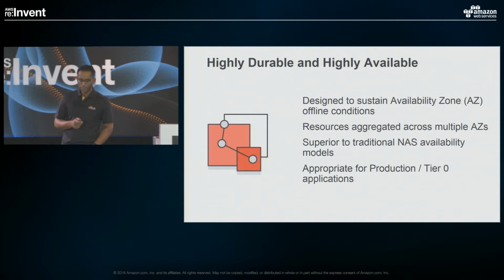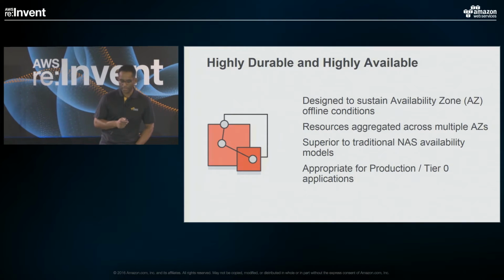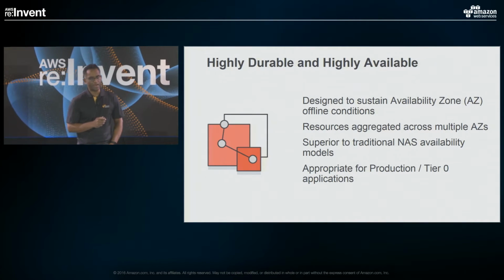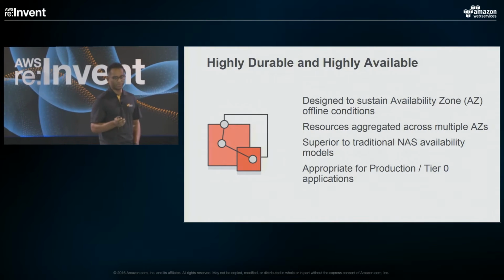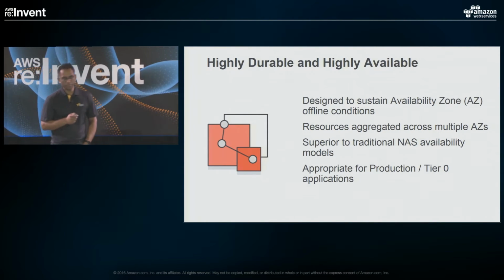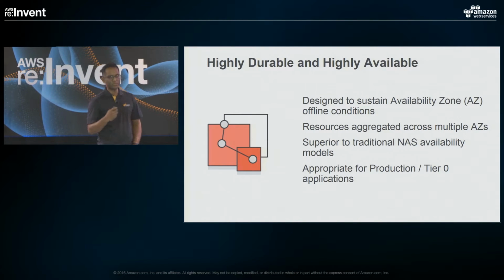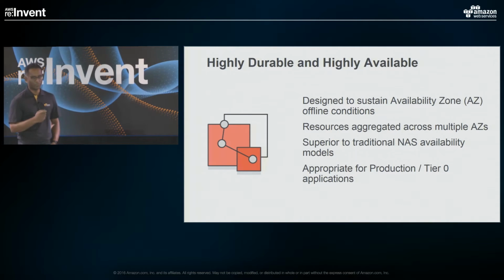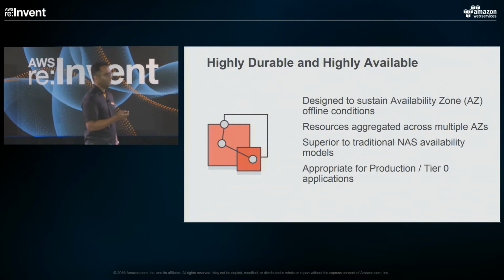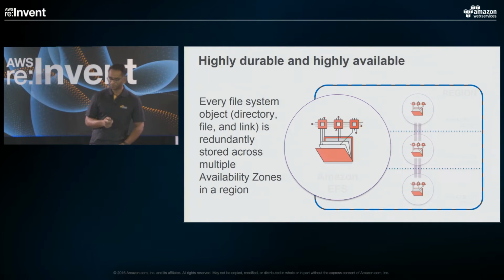As I mentioned earlier, the durability and availability is built into the product. What this means is that EFS basically replicates your data across multiple availability zones within a given region. And so in terms of durability, it is much superior to what most customers can create on-premise or do themselves on EC2. And it's designed to be a tier 0 service so that you can create mission-critical applications on EFS and expect the performance, durability, and reliability that mission-critical applications require.